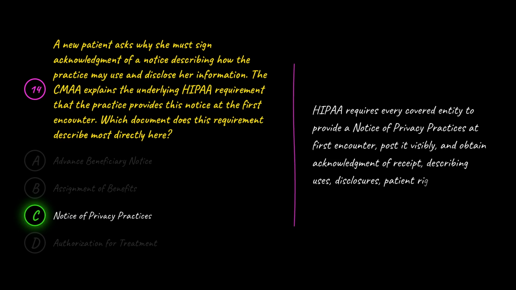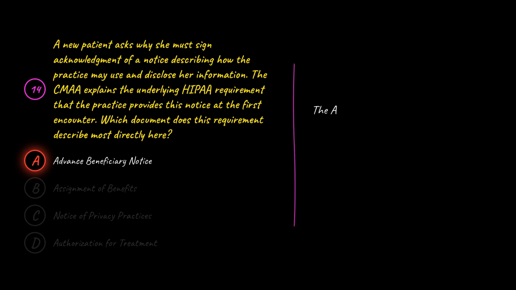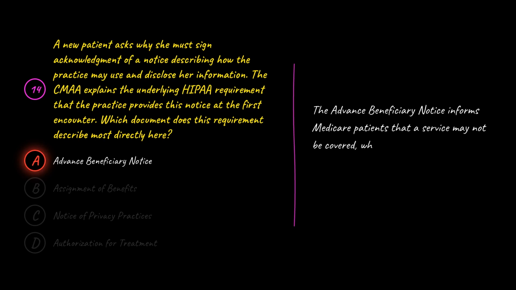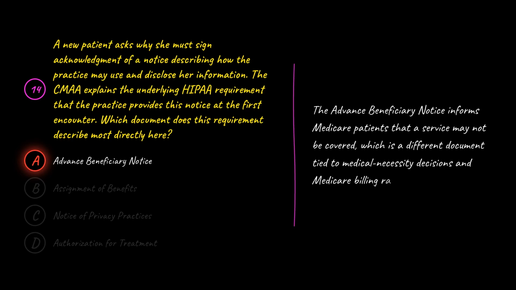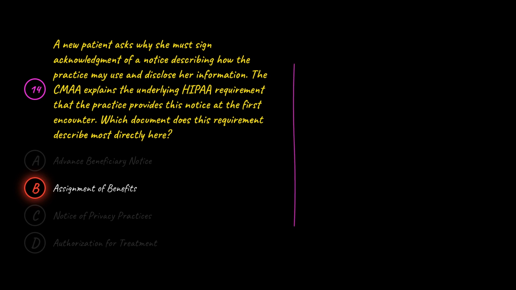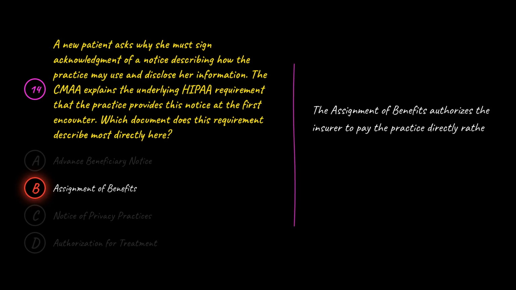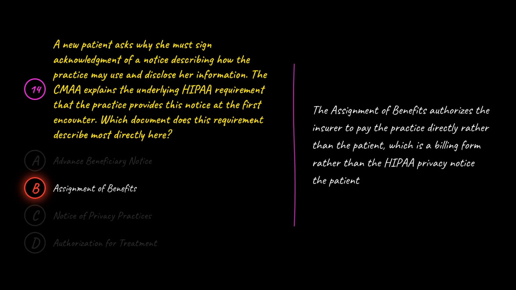A is wrong because the Advance Beneficiary Notice informs Medicare patients that a service may not be covered, which is a different document tied to medical necessity decisions and Medicare billing rather than HIPAA's privacy notice. B is wrong because the assignment of benefits authorizes the insurer to pay the practice directly rather than the patient, which is a billing form rather than the HIPAA privacy notice the patient mentions.